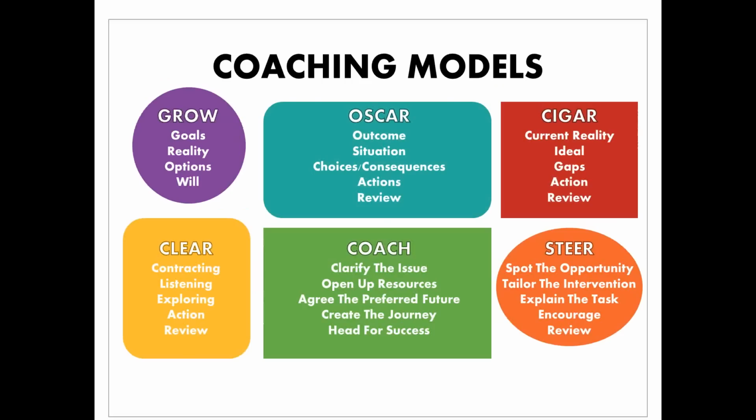Okay, so coaching models. I've mentioned them before, and there's a whole range of them. We just threw six of them at you here. GROW, OSCAR, CIGAR, COACH, CLEAR, STEER. I mean, there's a bunch of them floating around. We could put a lot more of them up if we wanted. All of these coaching models are interesting to me because without exception, they all describe a process. None of them describe the art of coaching. In other words, you go from, use OSCAR as an example, from outcome to situation to choices and consequences to actions and then review. And then we start again.